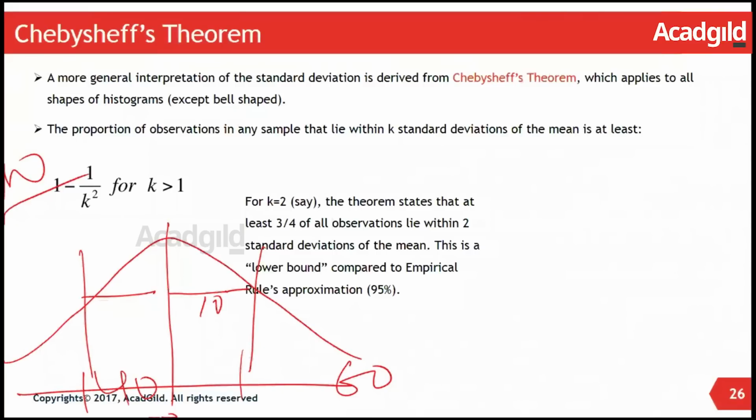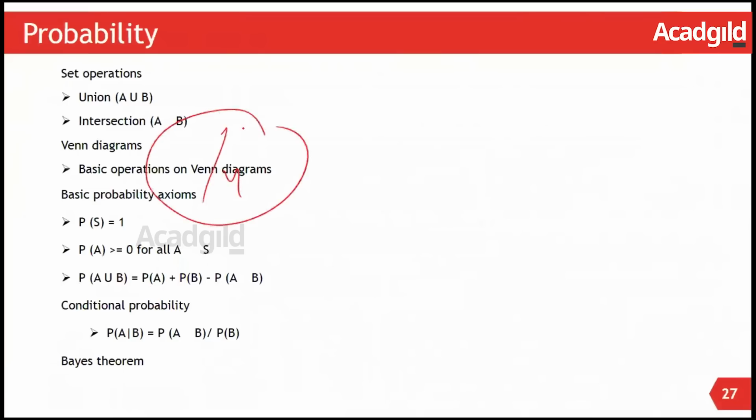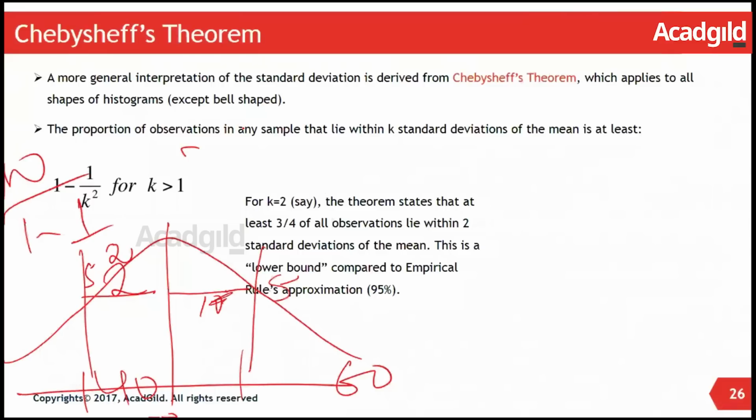Say the standard deviation is not 10 but 5. So we have two standard deviations on the left side and two standard deviations on the right side. So 1 minus 1 by 2 square. So 1 minus 1 by 4 is how much? 3/4. 3/4 of the data will have marks between 40 and 60.